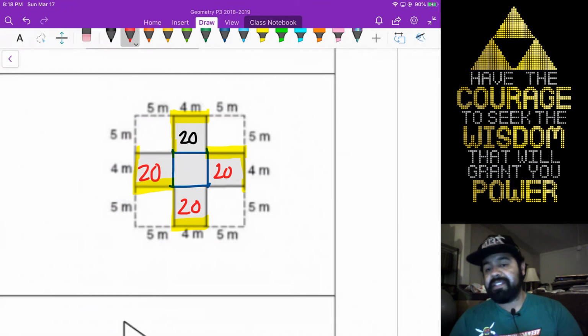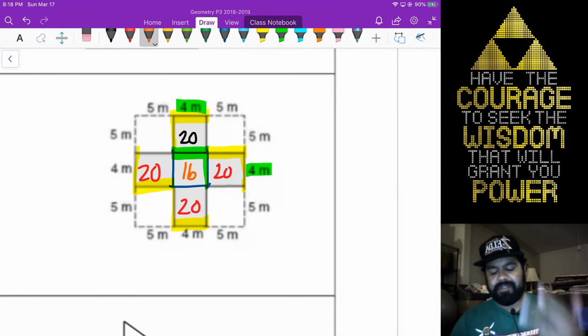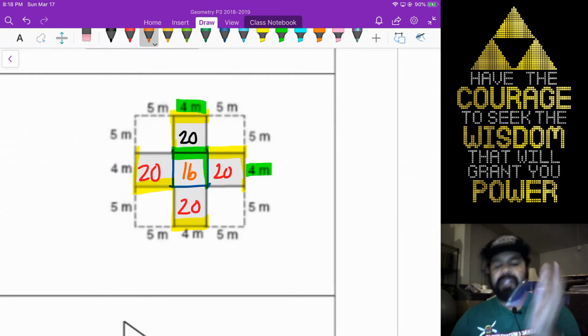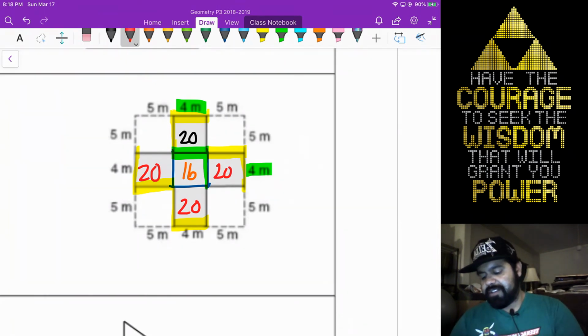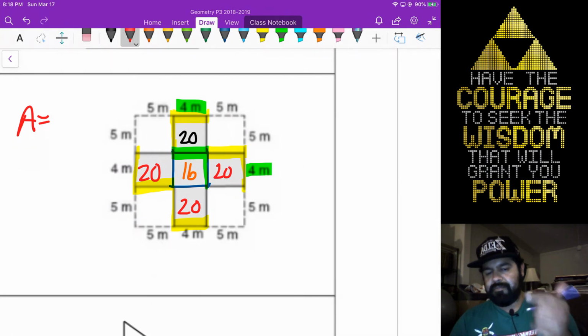But that center one is definitely not going to be 4 times 5, because our length of 4 going across this way and our length of 4 going across this way will actually make that center area 16. So now you're going to say 20 plus 20 plus 20 plus 20 plus 16 to get your area. So that's 20, 40, 60, 80 plus 16, which is 96.